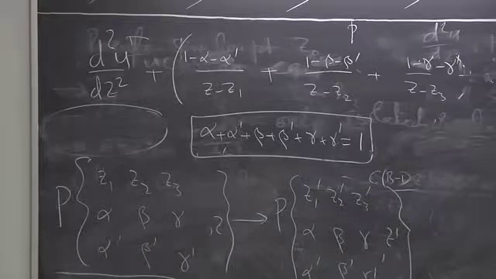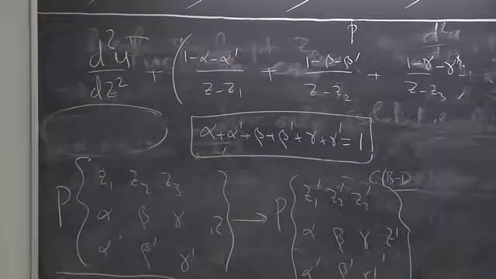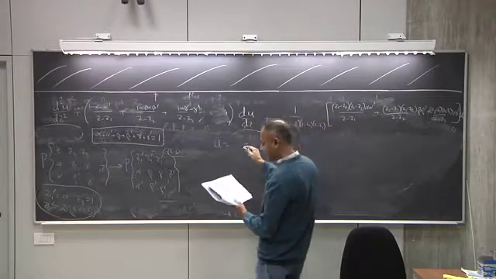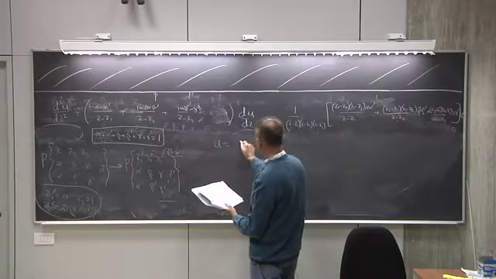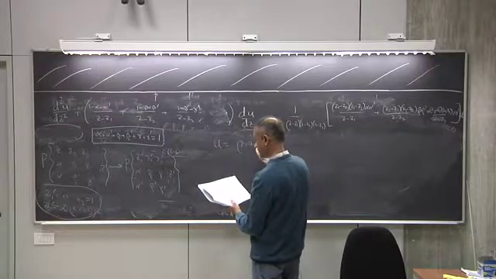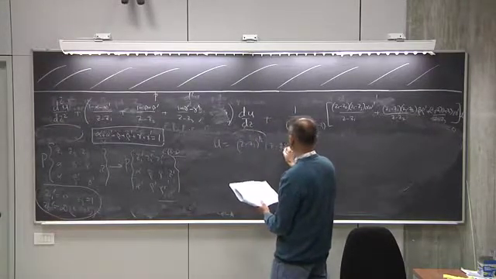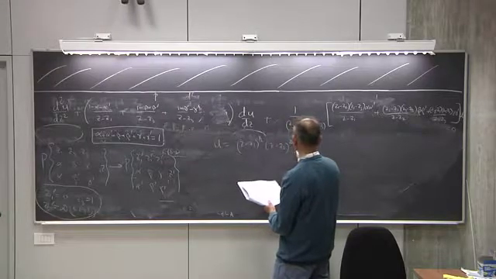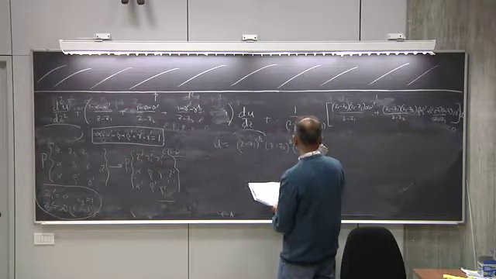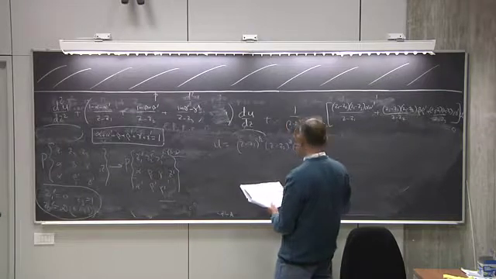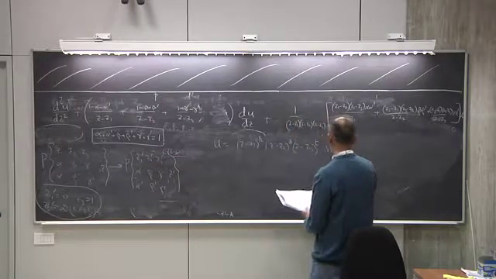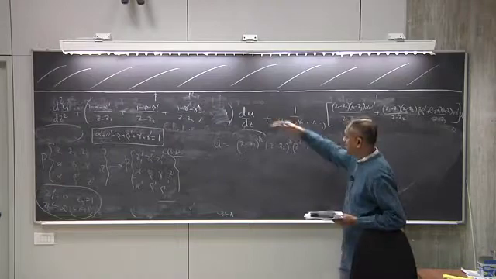Okay, so let's consider now. Let's write u, the solution of this equation, as (z minus z1) to the power of r, (z minus z2) to the power of s, (z minus z3) to the power of t, times some other function v of z. Okay, and let's just plug that in here.